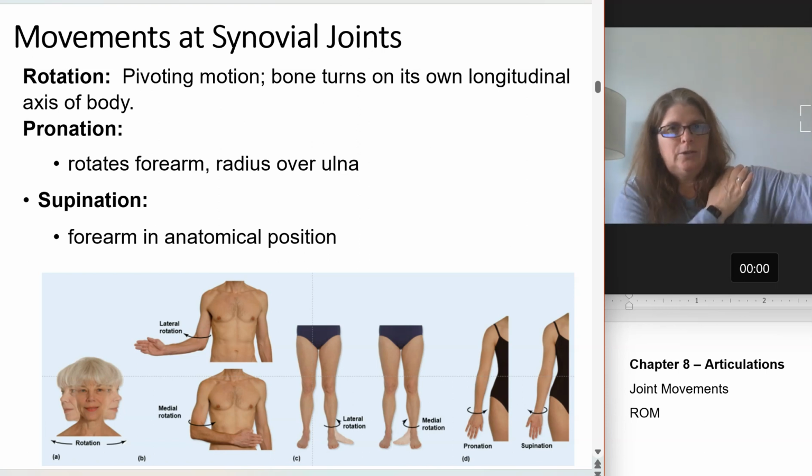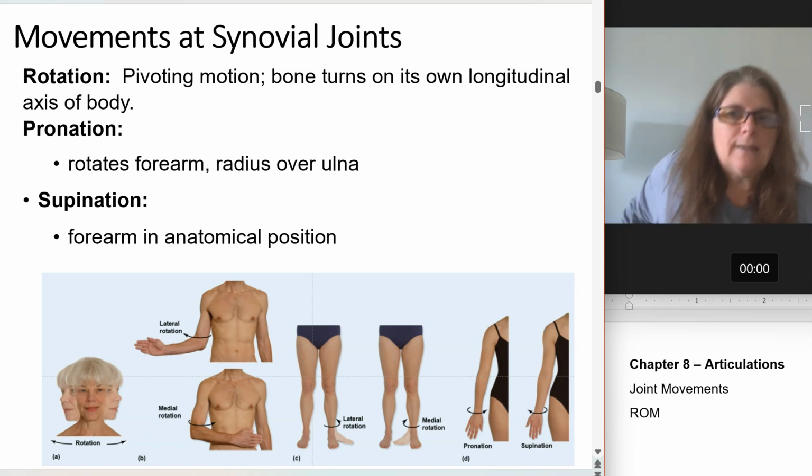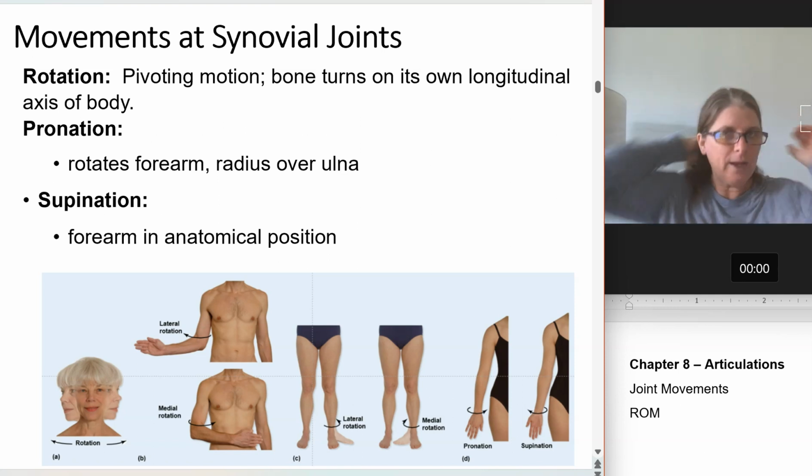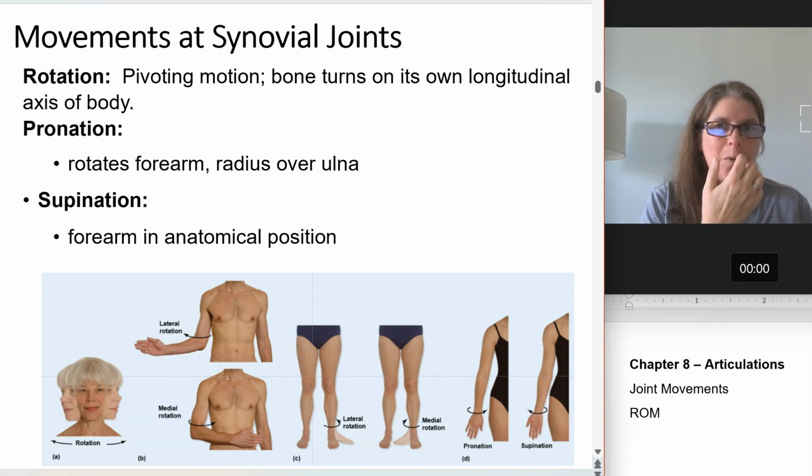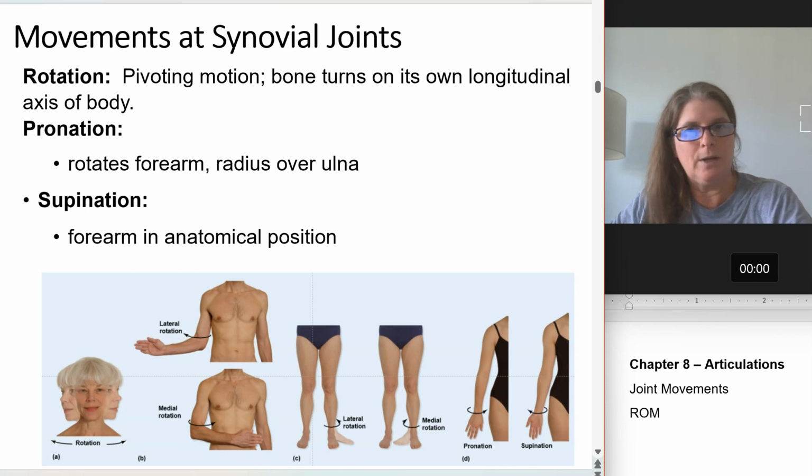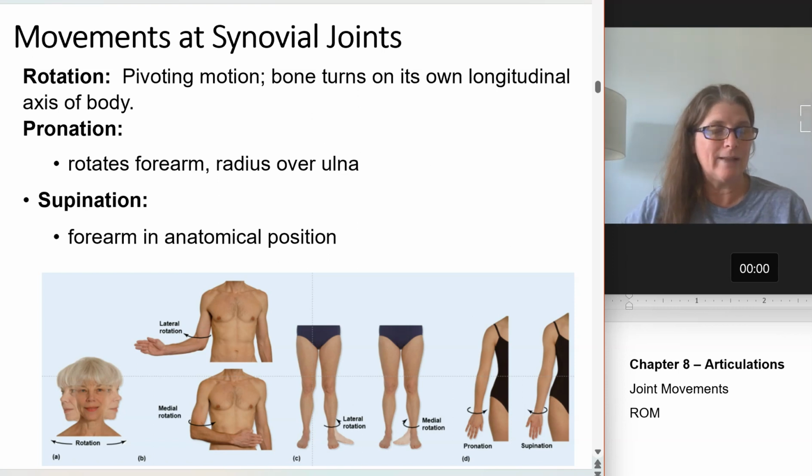Put your hand on your shoulder and turn it. And you also will see this on your hip. I don't care if you call it internal rotation or medial rotation, or if you want to call it lateral rotation or external, that's up to you. But those are our rotation.